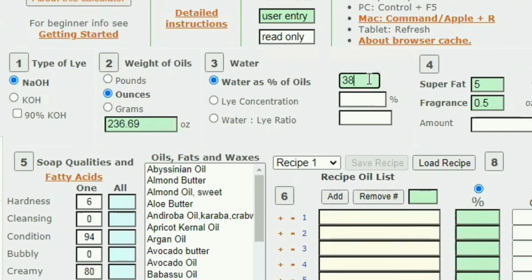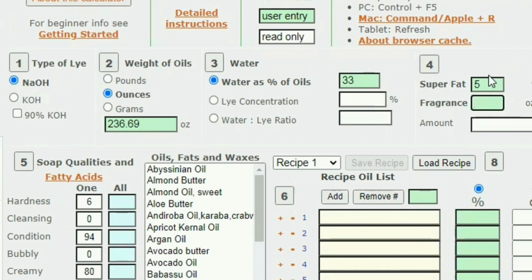And the next part, it's the amount of water. I don't know if you're making cold process soap or hot process soap, so I'm just going to leave that at 33%. The next part is the fragrance. I am going to set it to 0.